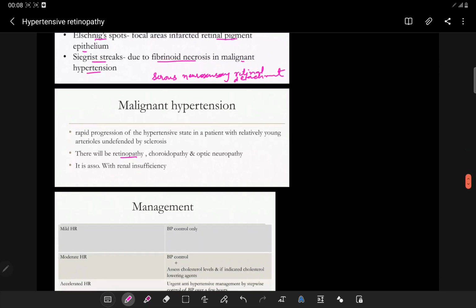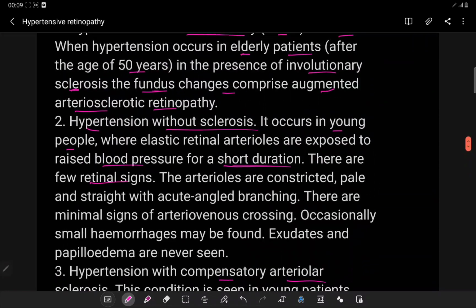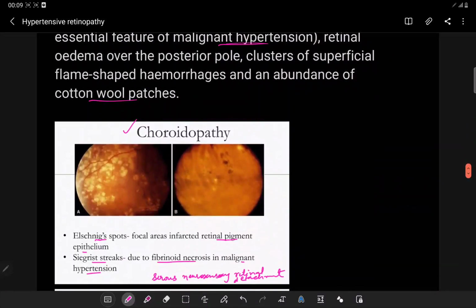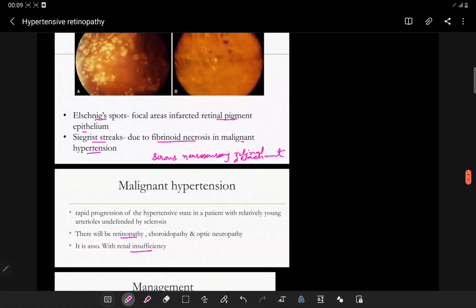Malignant hypertension is also associated with renal insufficiency. So this is about some of the important parts. Now there is something about the choroidopathy. After that, there is acute hypertensive optic neuropathy.